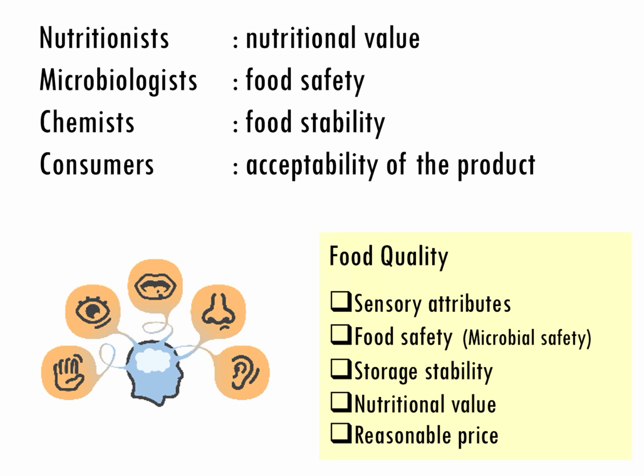So food quality, if we talk about the definition, includes many aspects together. Good quality food might have good sensory attributes, have safety in terms of microbial safety, be supposed to have stability during storage, have health benefits, and also a reasonable price.